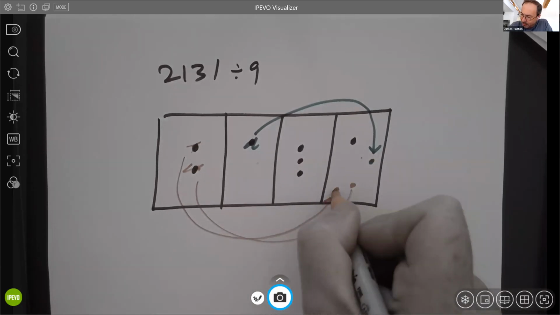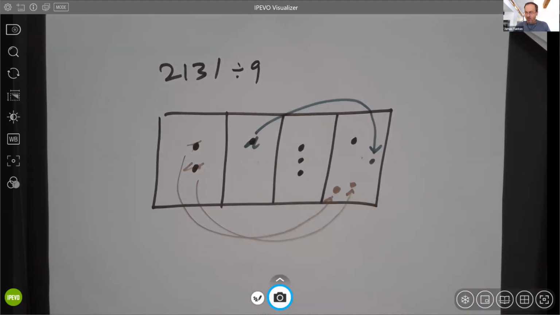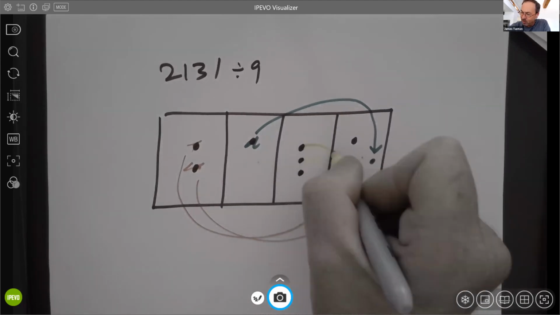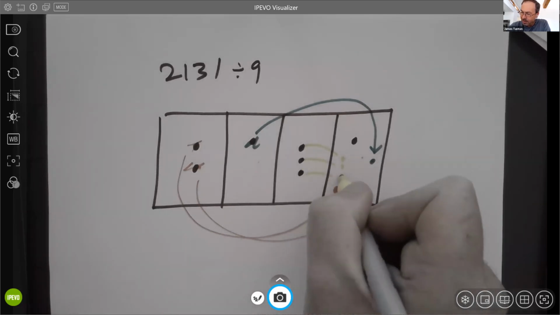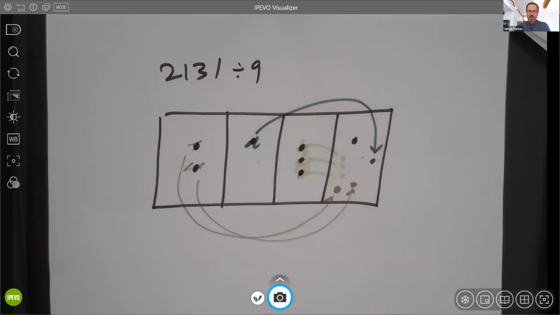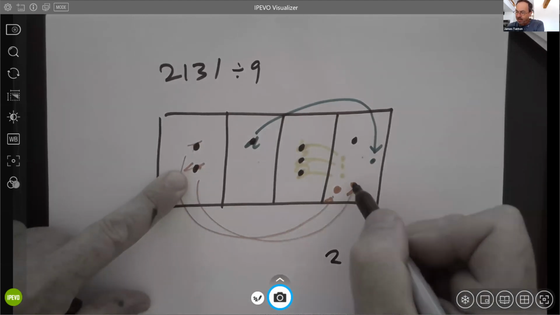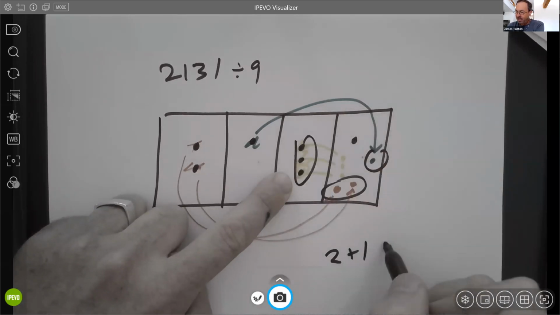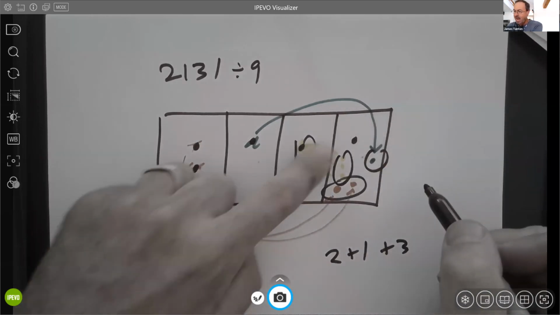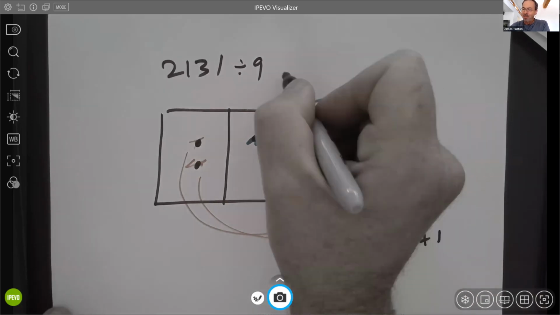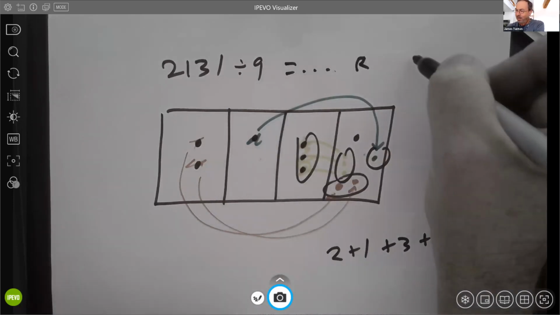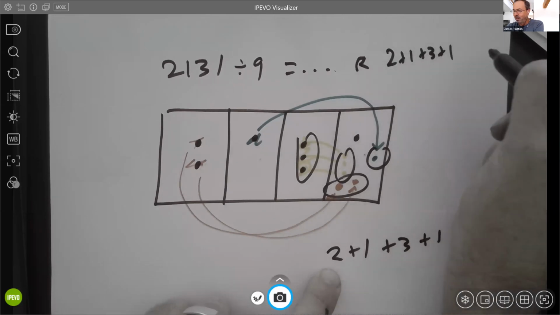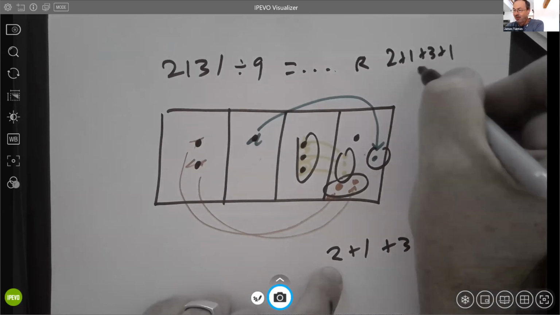Let's make my picture a little bit neater. These 3 dots here will each also give me a remainder of 1 dot. They count as 1 dot remainder, 1 dot remainder, 1 dot remainder. So actually, I can see I'm going to have a remainder of these 2 dots here, plus this 1 dot here, plus these 3 dots here, and the 1 dot is already there. So whatever the answer is, my remainder is going to be 2 plus 1 plus 3 plus 1. That's 5, 8, remainder of 8.